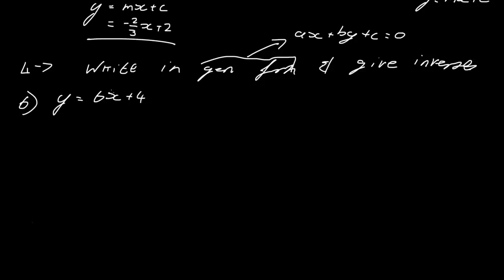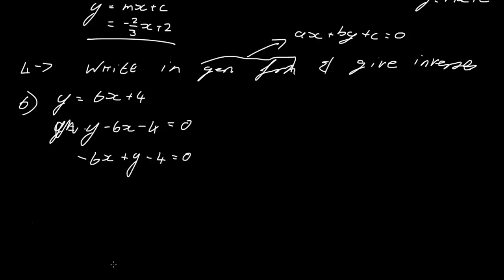So let's do it. Let's take everything to the left. y minus 6x minus 4 equals 0. And we want the x first. So minus 6x plus y minus 4 equals 0. And generally, I think they don't want a negative. They don't want a to be negative. So we multiply the whole thing through by -1, and that gives us 6x minus y plus 4 equals 0. And there you go. You've written the equation in general form.